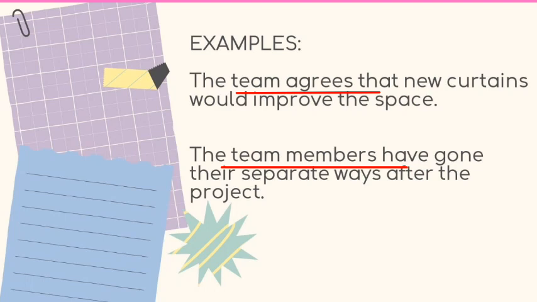However, if you visualize different members of the group performing different actions, then the noun is plural and takes a plural verb. So these are team members, company leaders, and city officials. So these are examples of collective nouns that are considered plural and thus take plural verbs. So in the second example sentence, the team members have gone their separate ways after the project. In this given sentence, the team members is our subject, which is considered plural. Thus, our verb have gone is also in the plural form.